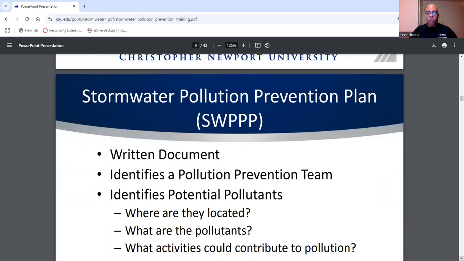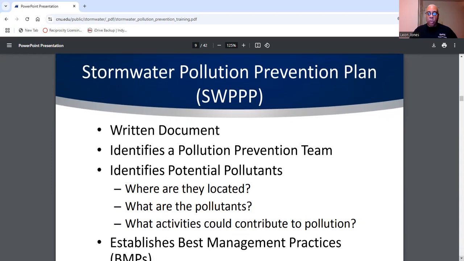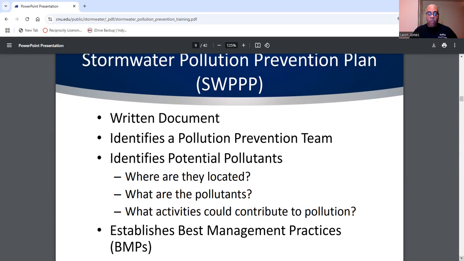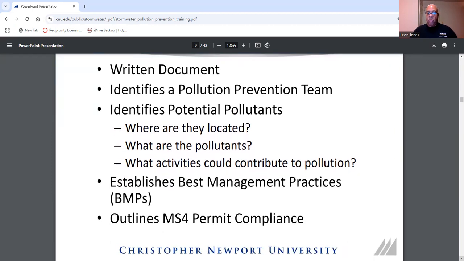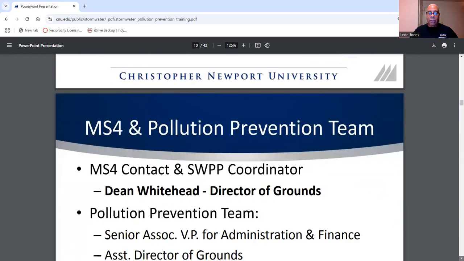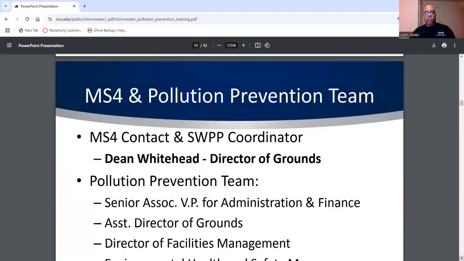And this is the SWPPP. The SWPPP is the Stormwater Pollution Prevention Plan. We call it a SWPPP. It's a written document. It identifies a pollution prevention team. It identifies potential pollutants. Where are they located? What are the pollutants? What activities could contribute to pollution? It establishes best management practices, BMPs, and outlines MS4 project compliance. And the MS4 and pollution prevention team has a coordinator.